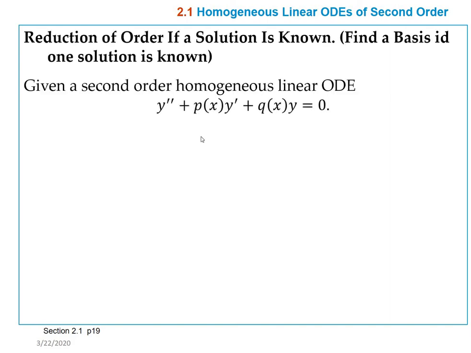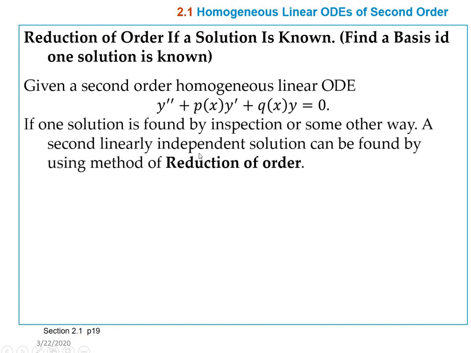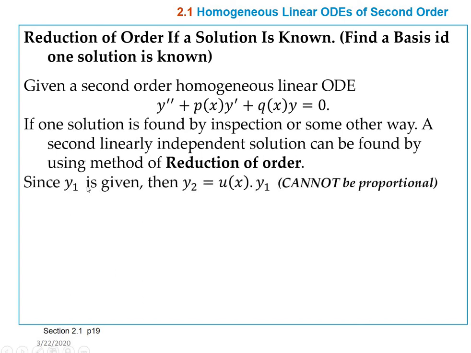Now, you start with the second order homogeneous linear ODE. This is the equation. I want you guys to note that this equation is written in standard form, meaning the leading coefficient is 1, and this is p of x, which is the coefficient of y prime, and this is q of x. Now, if you apply the method of reduction of order, since both y2 and y1 are solutions, y2 cannot be proportional to y1, meaning y2 should be some function of x times y1.